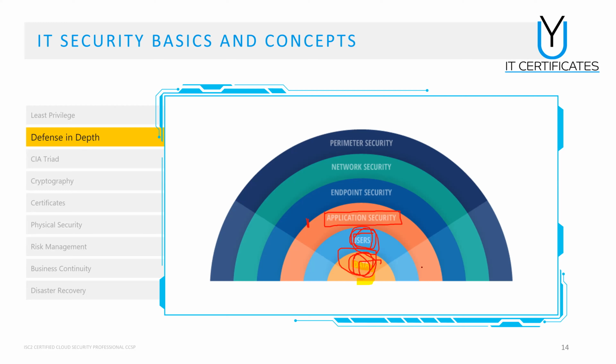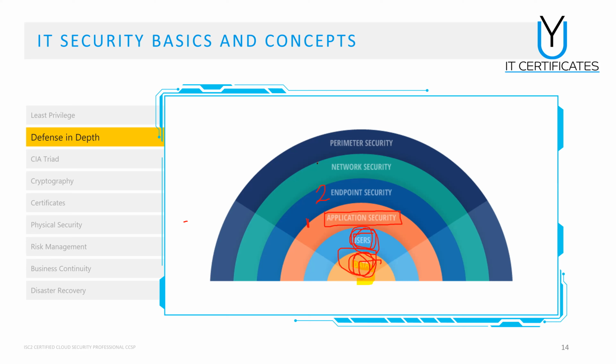Then the second level will be endpoint security. The endpoint security is security which will be installed on your desktop. You may have a firewall, you may have malware protection, antivirus. You may have some whitelisted applications, so you cannot run any applications which are not allowed on your machines. There are a lot of endpoint security pieces which can be installed and can provide security on your level.